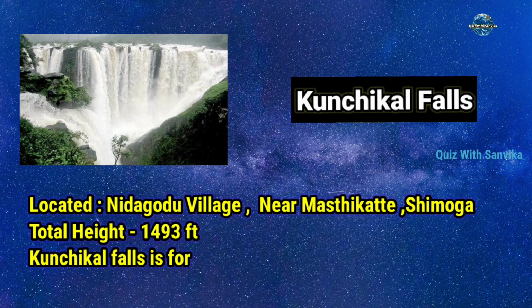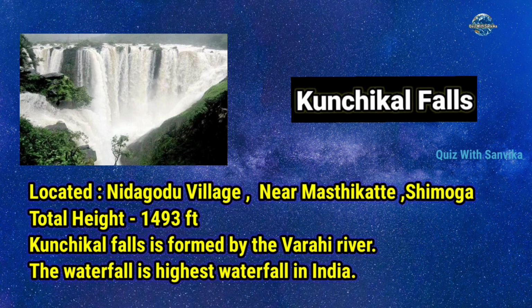It is located in Nidagodu village near Masthikatte, Shimoga. Total height 1493 feet. Kuchikal Falls is formed by the Varahi River. The waterfall is the highest waterfall in India.